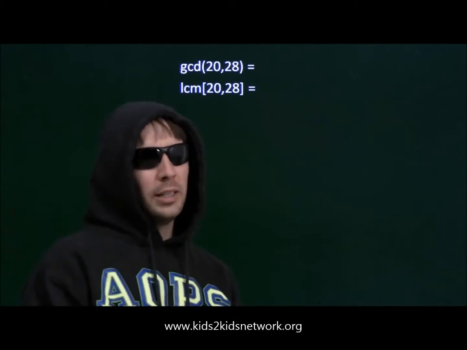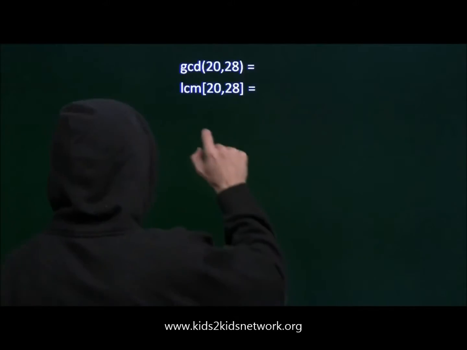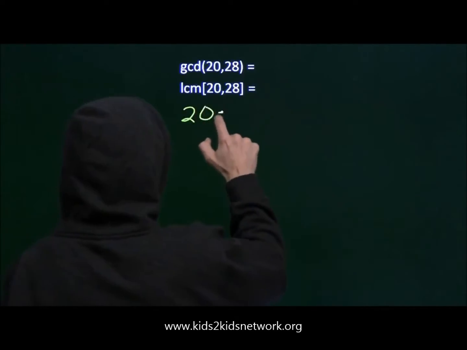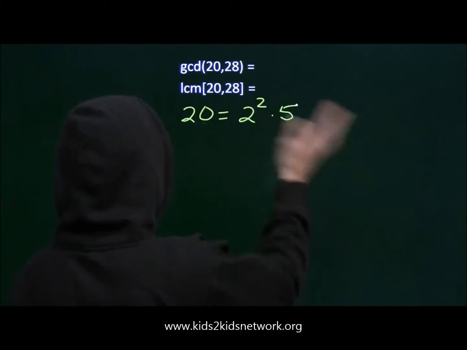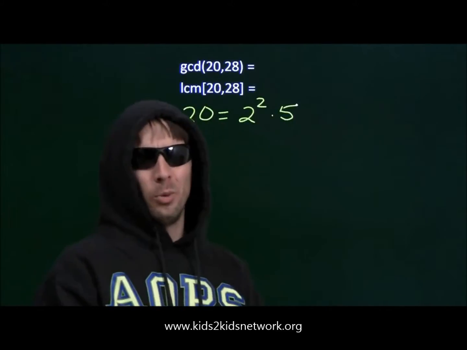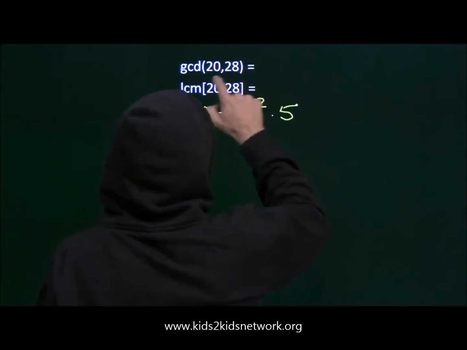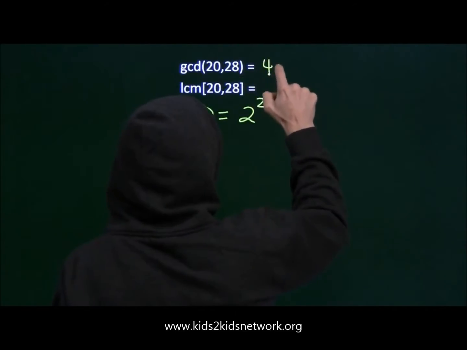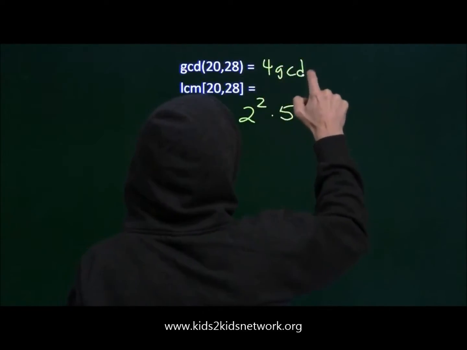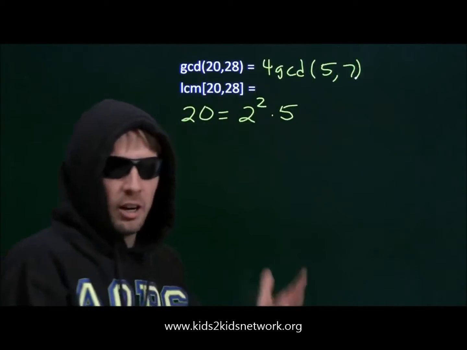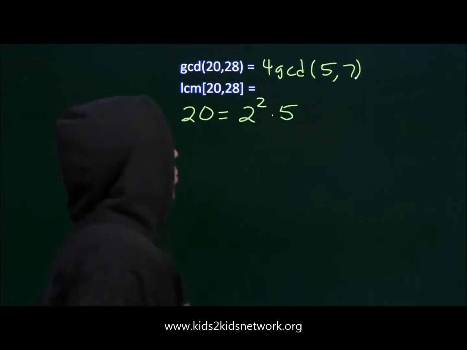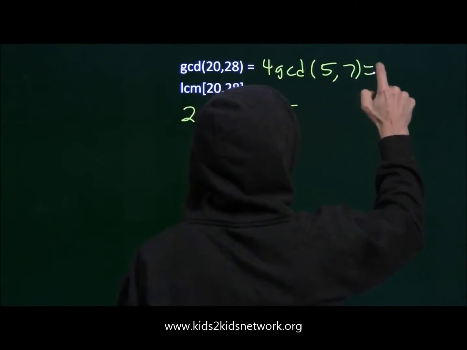How about 20 and 28? All right, well, make sure we get this right. We'll go ahead and scribble down the prime factorizations. 2 squared times... forget this. We know a better way to do this. We factor. We're going to pull out a factor of 4. This is 4 times the GCD of 5 and 7, because there's a common factor there. GCD of 5 and 7, just 1, so this is just 4.